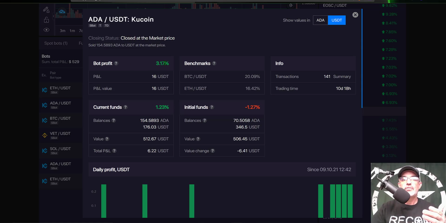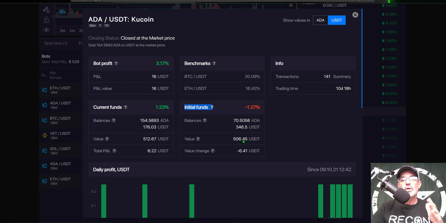And if you look here, my bot profit was 3.17%, or the bot's P&L was 16 USDT. But when I closed this bot, because ADA had dumped from the time that I initially launched it, my actual realized profit was only $6.22 versus the 16. Now, with that being said, had I not deployed a grid bot and the bot achieved this 16 USDT in profit and I had just bought and held, I would have actually been in a negative position. So I hope this kind of clears this up for everybody.